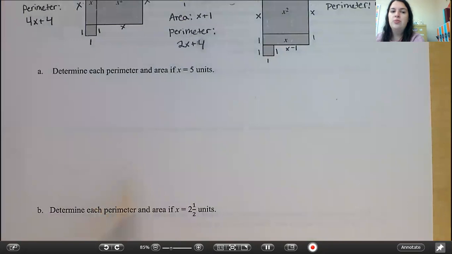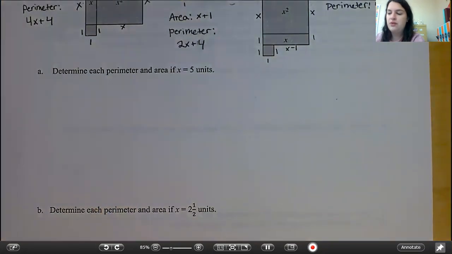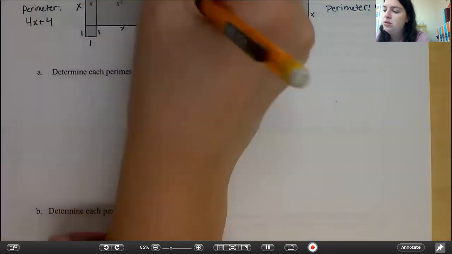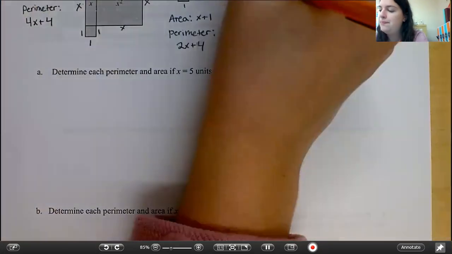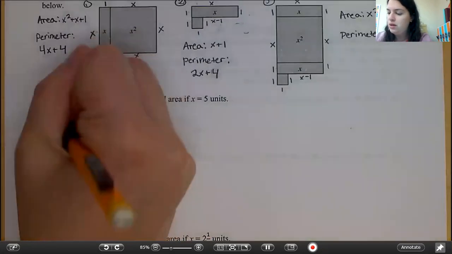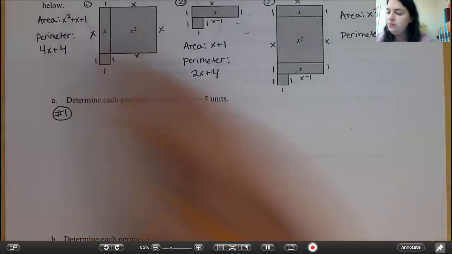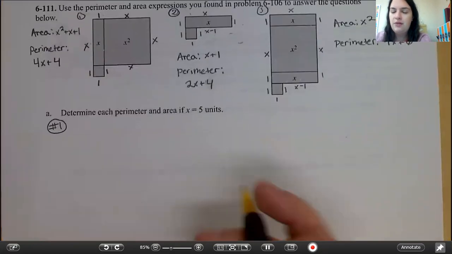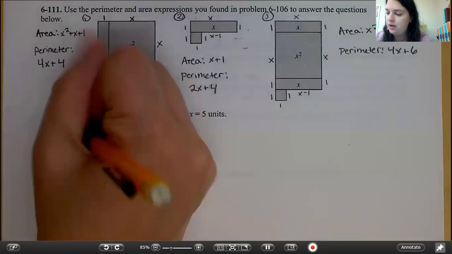So A says, determine each perimeter and area if x equals 5. I'm going to name this shape 1, 2, and 3 up top. So we want to do number 1. We want to find the area and perimeter. Remember, this is like evaluating expressions. So let's start with the area first.